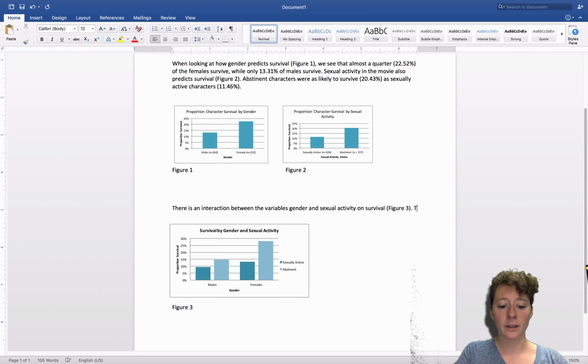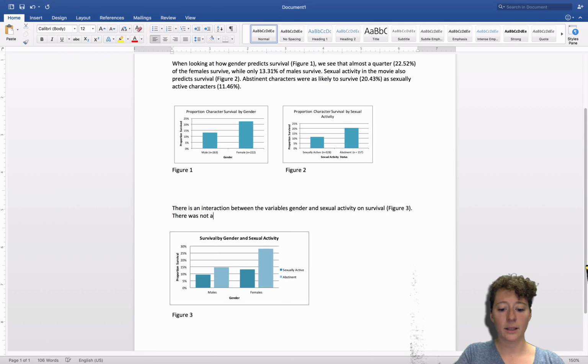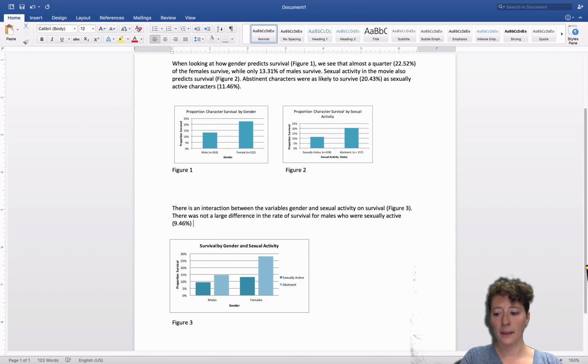So first we can look at the males. There was not a large difference in the rate of survival for males who were sexually active, how many of those? 9.46%. And those who were abstinent. Again, how many exactly? Tell the reader, 14.81%.